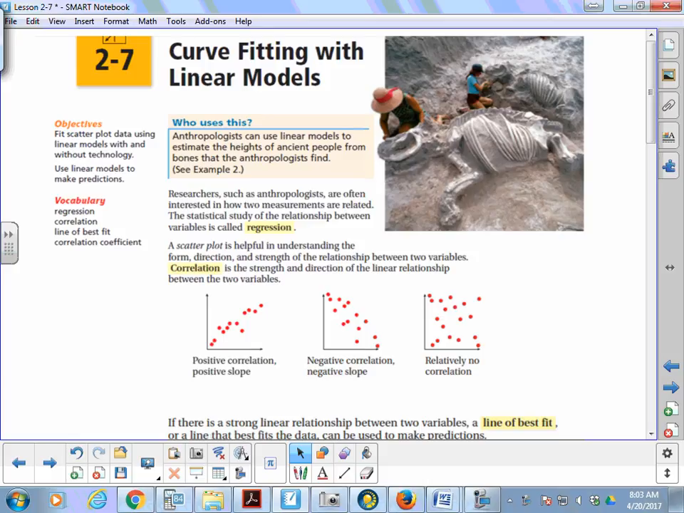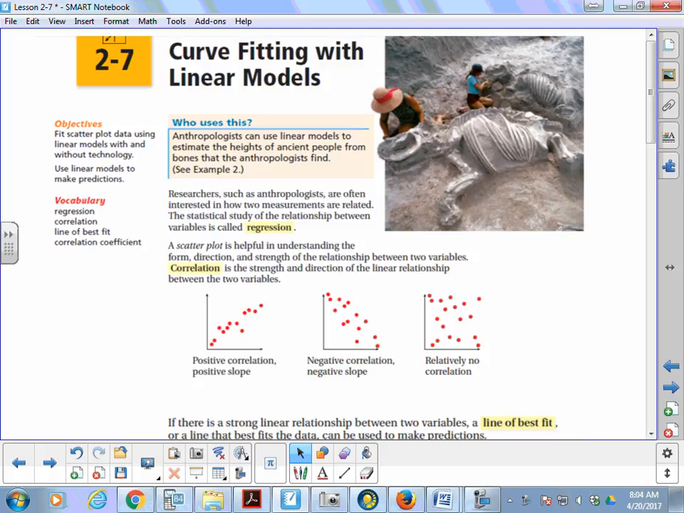So with curve fitting with linear models, we're going to fit scatter plot data using linear models, and we're going to basically just do it with technology, but we're going to actually plot scatter plots, and then we're going to find what's called the line of best fit and put that on our graphs and use that line to answer questions. All right? So researchers such as anthropologists are often interested in how two measurements are related.